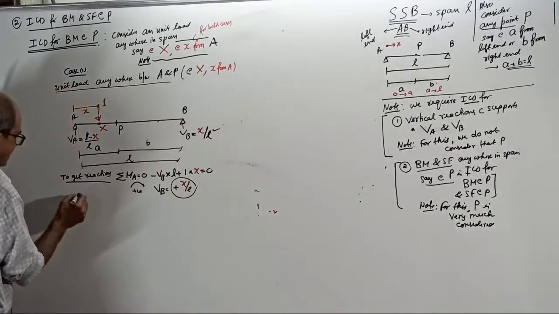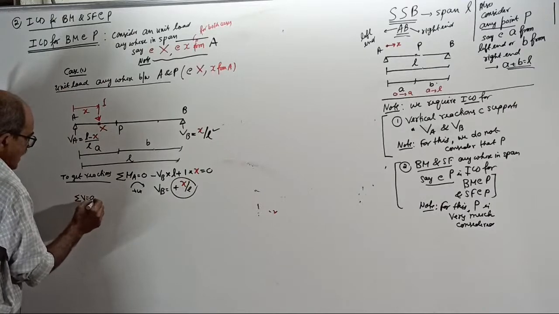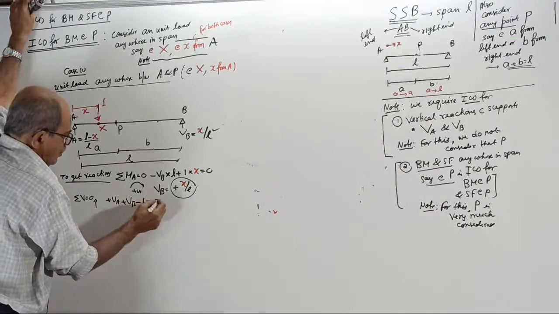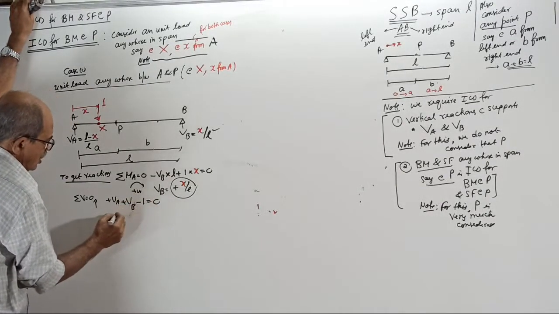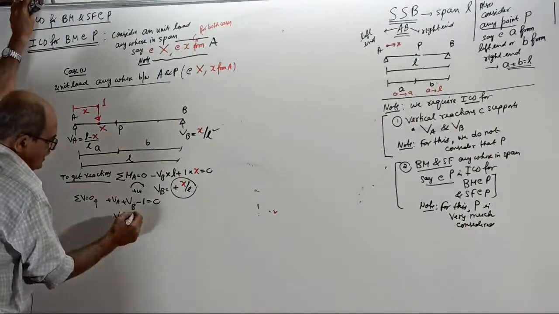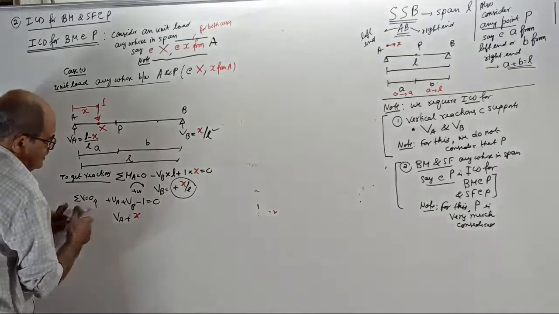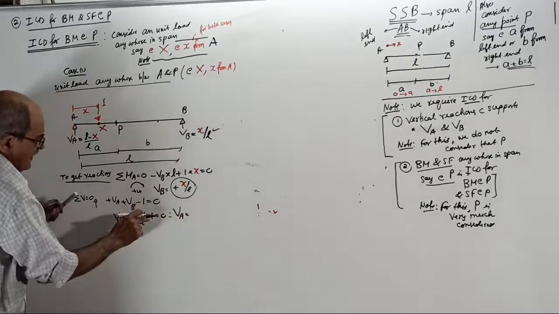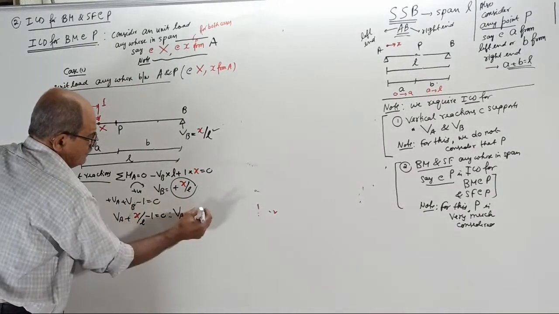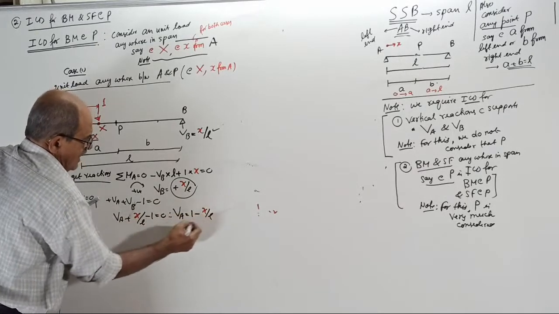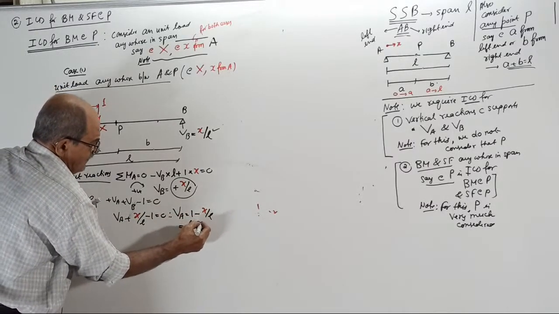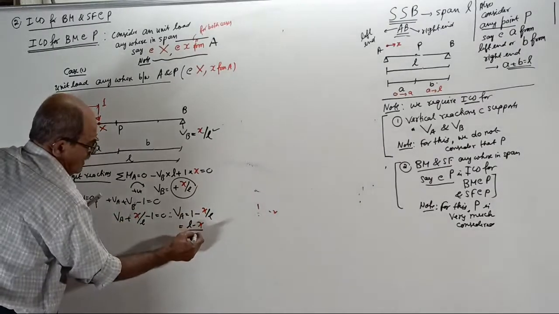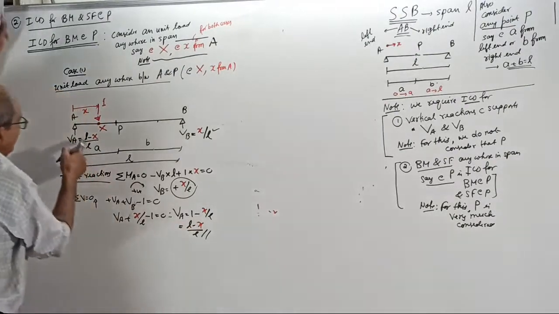Entered. Then sigma V equal to 0. Take upward positive. Plus VA plus VB minus 1 equal to 0. Or plus VA plus X by L minus 1 equal to 0. Or your VA equal to, take that side, 1 minus X by L. Or you can take L minus X, red color, divided by L. VA. Okay, enter here. L minus X by L.